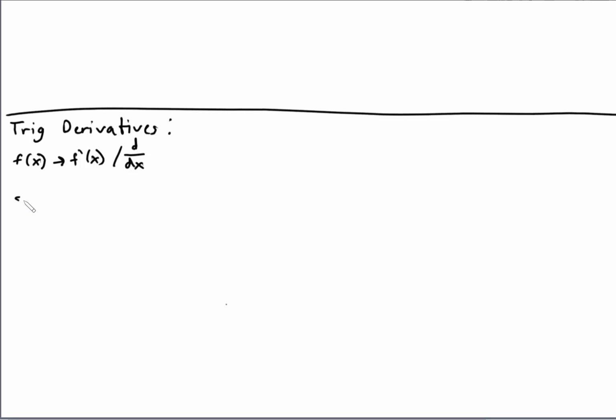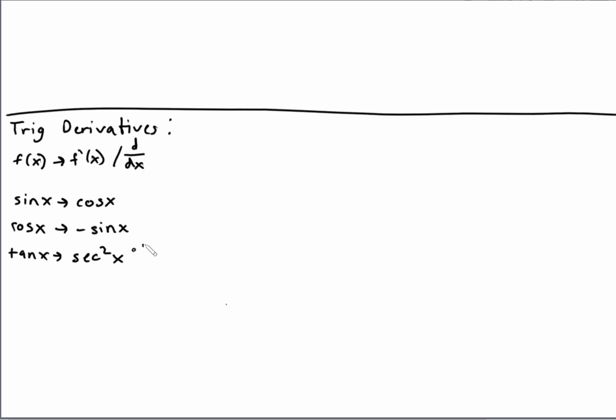So sine of x, if you were to take the derivative of sine of x, you get cosine of x. If you were to take the derivative of cosine of x, you get negative sine of x. So just keep the signs and everything in mind as well. So let's move on to some of the more complex derivatives. Let's start off with tangent. Tangent of x gets you secant squared of x, or secant of x squared.